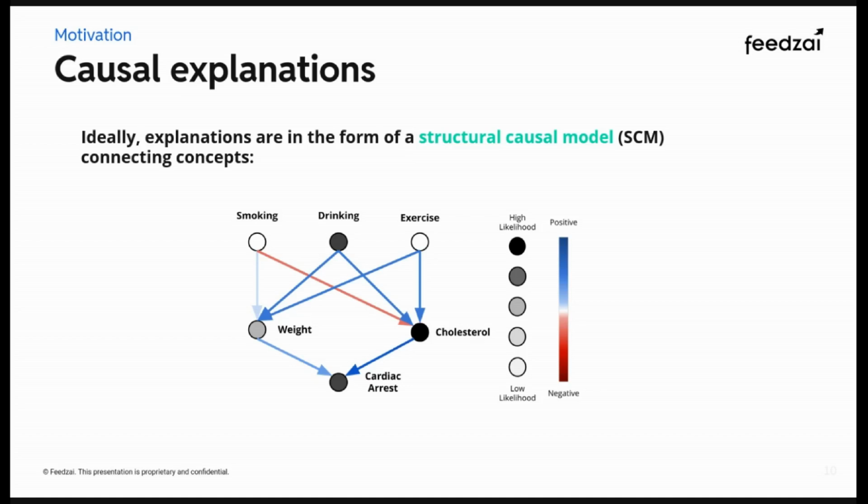For example, one could ask, what if this person would stop drinking? This intervention in the SCM would result in a new likelihood for cardiac arrest, taking the interactions of drinking to the other concepts into account. A concept bottleneck model would ignore any interaction between the concepts, therefore not providing a rigorous way to perform counterfactual reasoning.